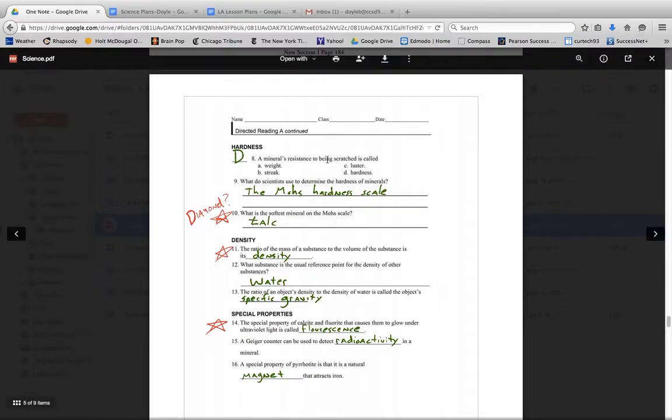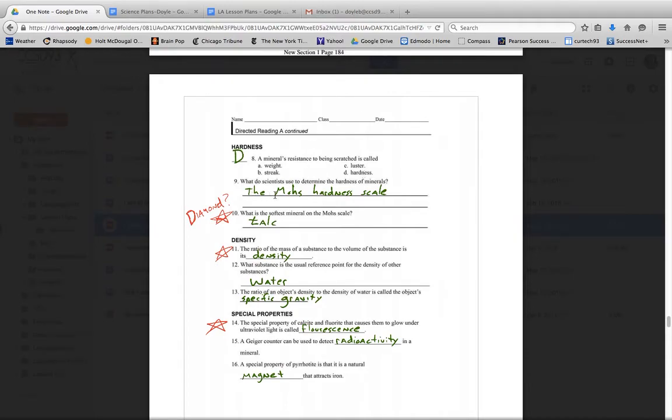Hardness, a mineral's resistance to being scratched, is called its hardness, and we use the Mohs hardness scale to determine the hardness of a mineral. The Mohs hardness scale goes from 1, which is the softest, to 10, which is the hardest. The softest is talc, which is like chalk. It's even maybe a little bit softer than chalk that we'd use on the chalkboard. When you feel it in your hand, it almost feels like soap, but it's a mineral. And then diamond is the hardest, so diamond is a 10 on the Mohs scale.